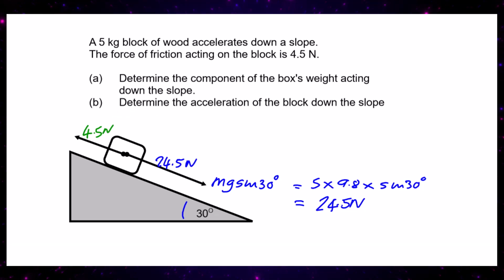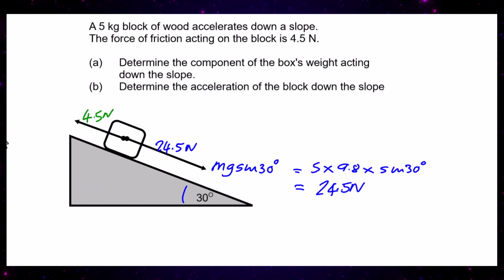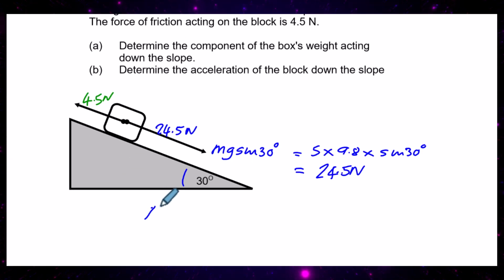So now we can see the diagram very clearly, and that's why it's so important to draw in your vectors. They don't have to be to the same scale, just to give you a mental picture of what is happening. So we have 24.5 newtons pulling the block down the slope, and we have got 4.5 newtons of friction holding it back. So we can then work out what the unbalanced force is. It's quite simple. The unbalanced force is going to be equal to, since it's going down the slope, 24.5 newtons.